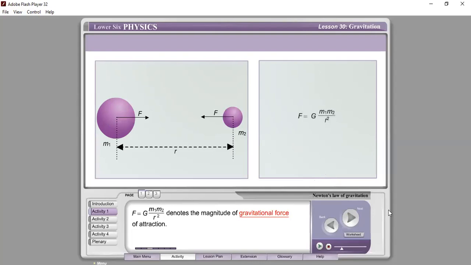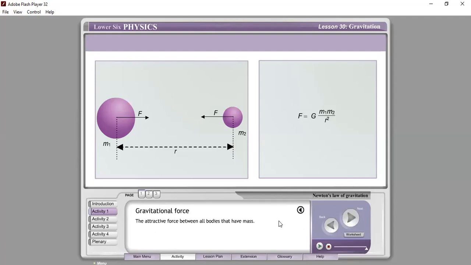F equals G times m1 m2 over r square denotes the magnitude of gravitational force of attraction. So normally, if we just want to find the magnitude of the force, F is equal to G m1 m2 over r squared. Negative does not mean that it is a negative value or less than 0, but negative shows that it is the attractive force between the two objects.